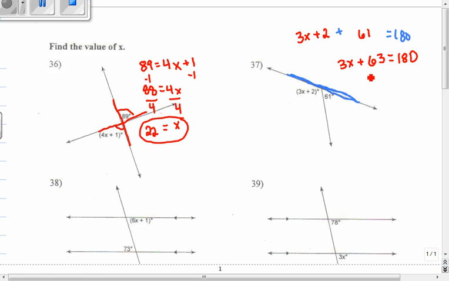What do I need to do next? Well, we need to get rid of the 63. So it's a positive 63, so we're subtracting it. So we've got 3x equals 117. So x equals 39.